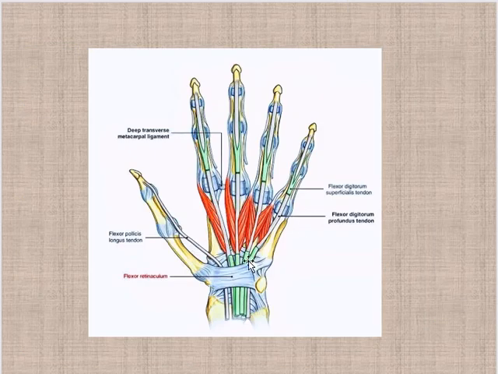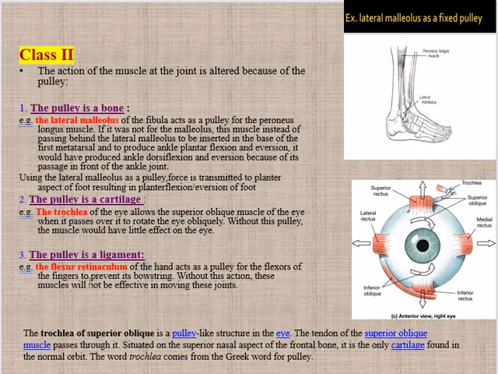Flexor retinaculum. These are the flexor retinaculum, and tendons are passing under this flexor retinaculum. As we previously saw, here the pulley is a ligament. In this case, the flexor retinaculum of the hand acts as a pulley for the flexors of the fingers to prevent the bowstringing effect.